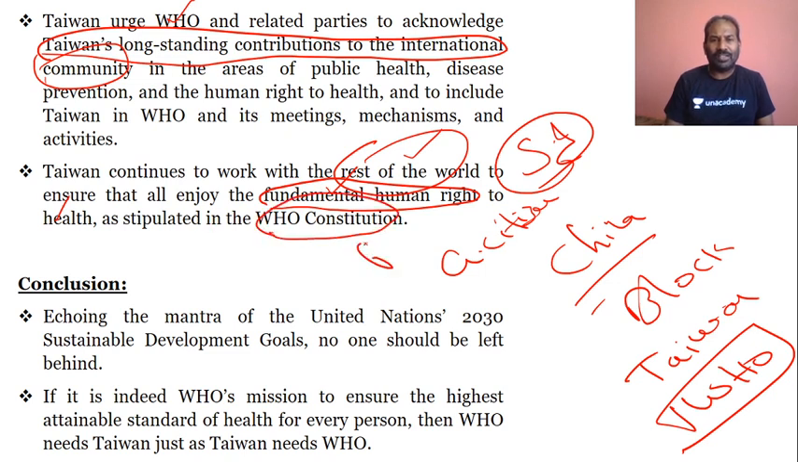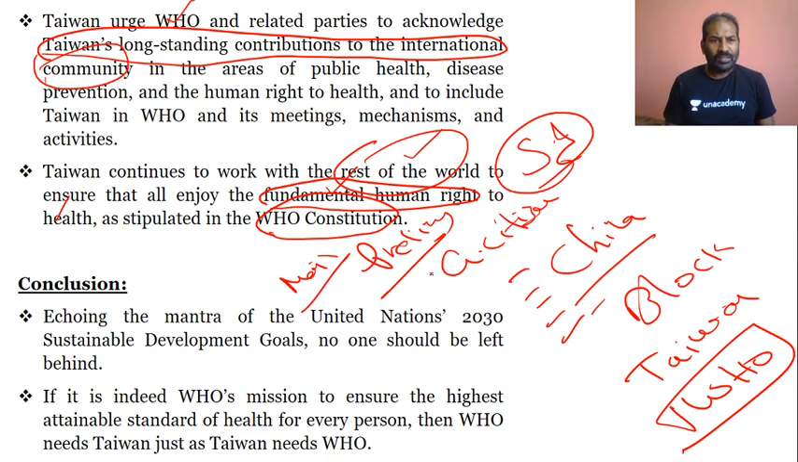Look at it again, this is very important from the prelims and mains point of view. For prelims: which among the statements is incorrect as per the WHO constitution? What does the WHO constitution say? That people enjoy the fundamental human right to health as it is stipulated in the WHO constitution.